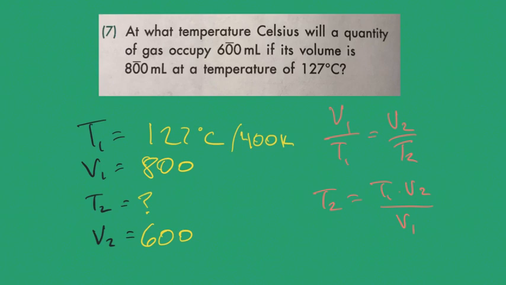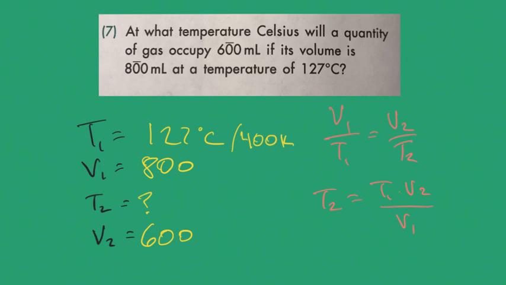Sometimes I think these types of problems can be confusing because we're trying to figure out, is this V1 or is this V2? And is this T1 or is this T2? Since it's asking at what temperature, we assume that that's going to be after the change takes place, so that's going to be the second temperature.